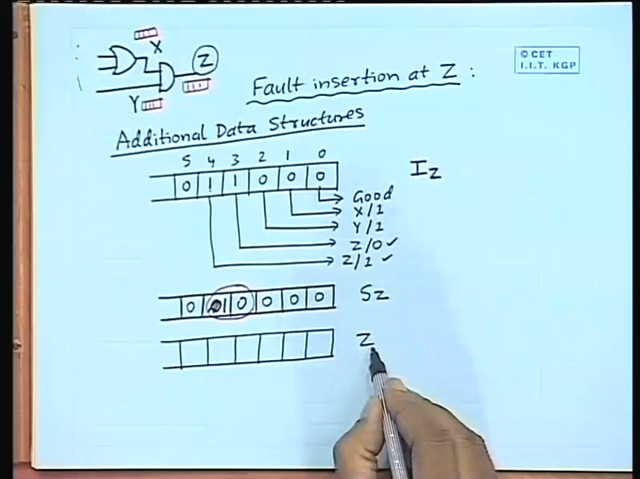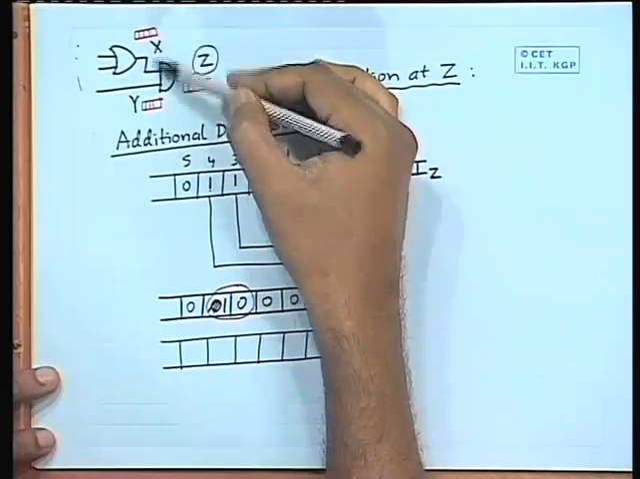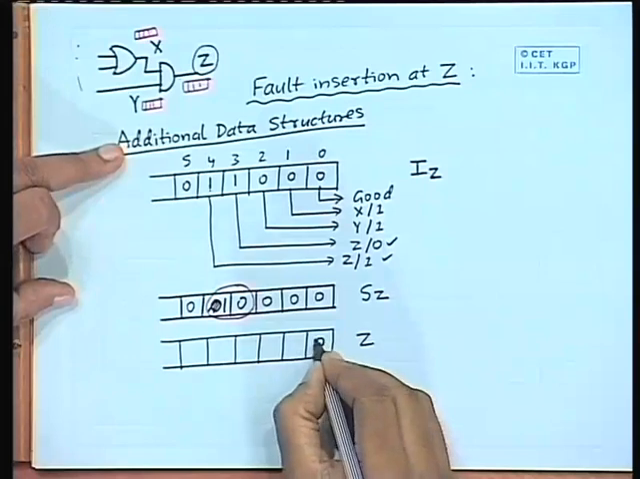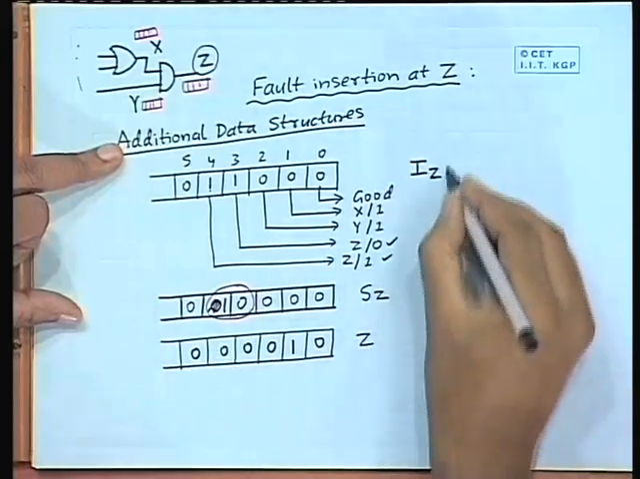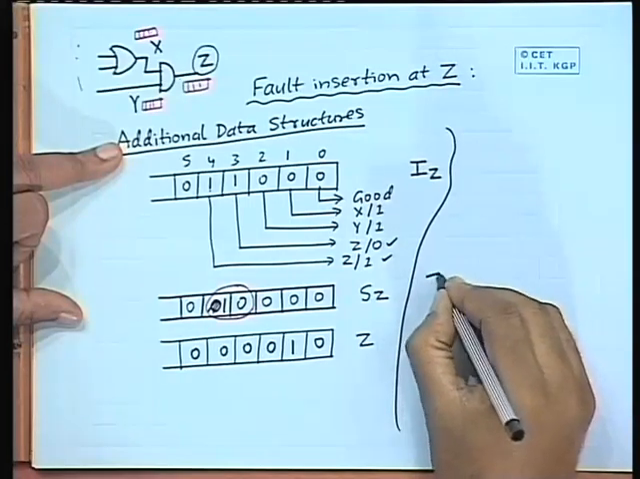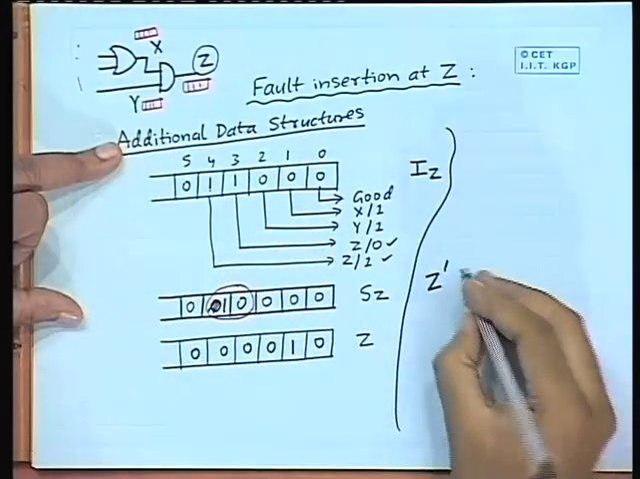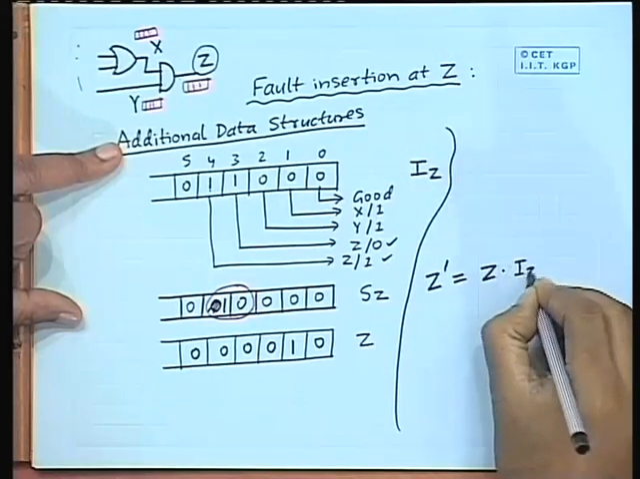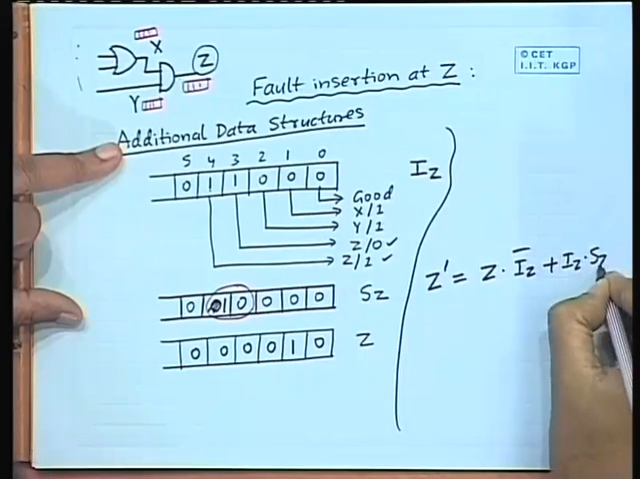Now, the value of Z you can calculate by taking simple AND of the list you have, x and y. Suppose I have Z value calculated as follows: 0, 1, 0, 0, 0, 0. Now, the formula that we use is that you can calculate the new value of Z dashed taking into account the faults at this particular site using a formula like this: Z and IZ bar or IZ and SZ.